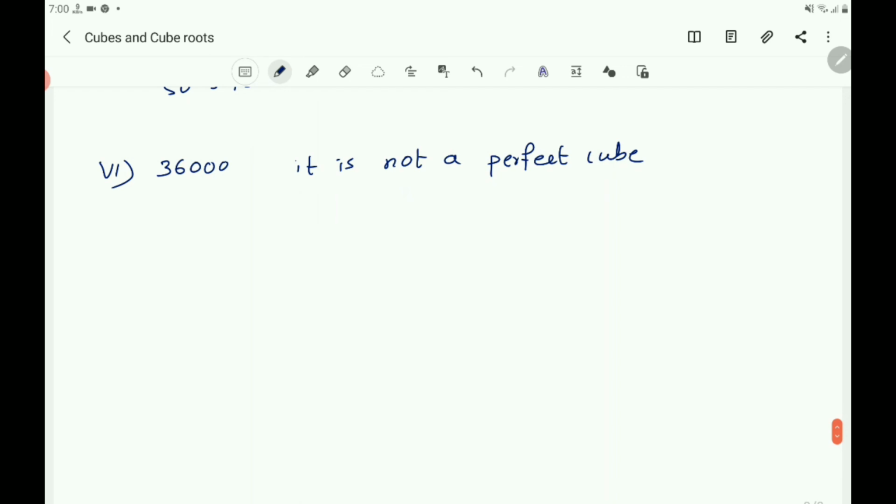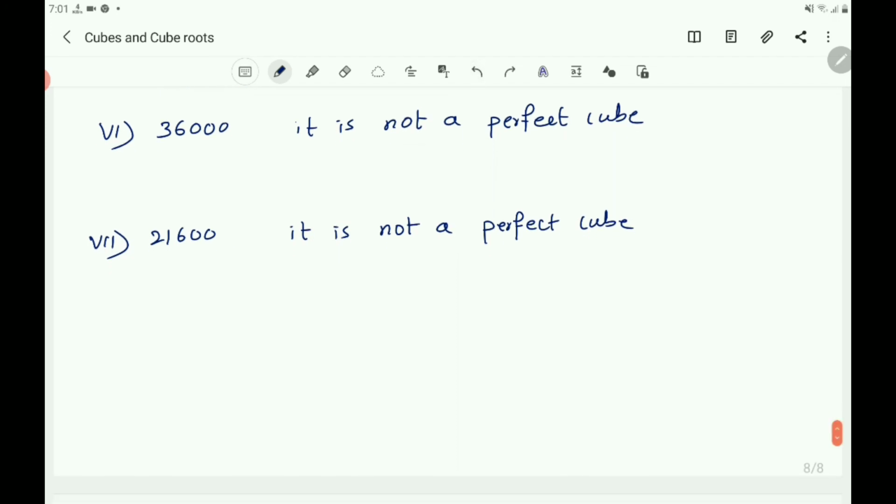Next, seventh one, 21,600. 216 is a perfect cube, but here it is having only two zeros, so it is not a perfect cube. If it is having three zeros, then it becomes a perfect cube.